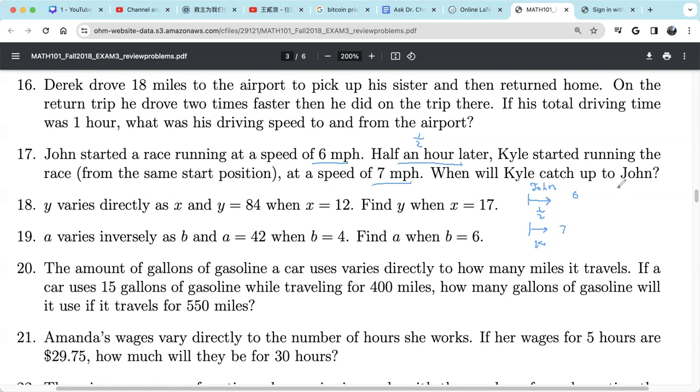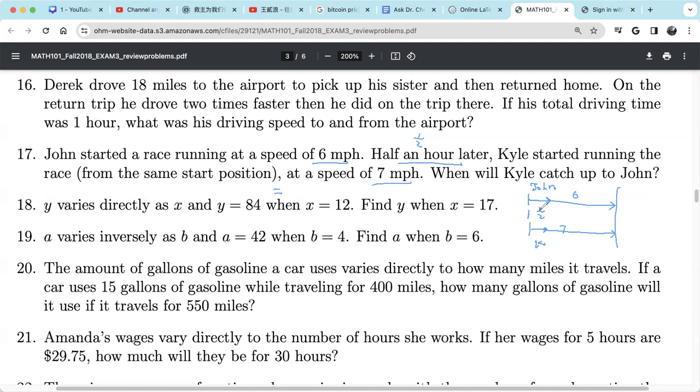Which means at a certain point, John reached this point, and Kyle also reached this point. So they have run the same miles, and we're going to make an equation based on that. The distances have to be the same because they started at the same point. So when Kyle catches up with John, the distances they ran are the same. Let the left-hand side be the distance of John.